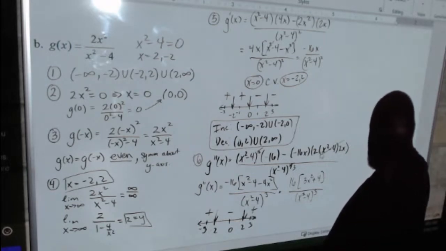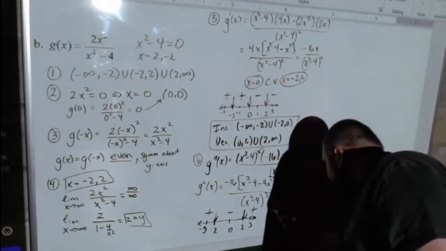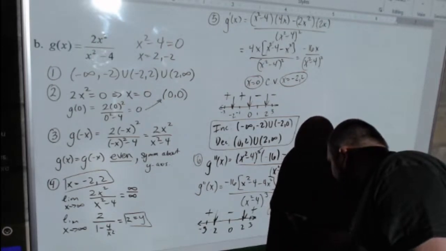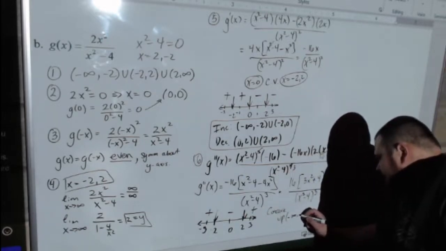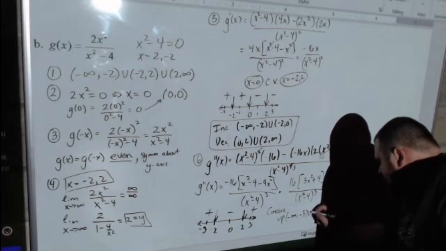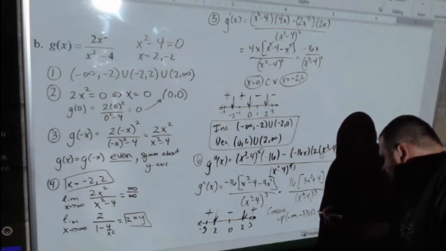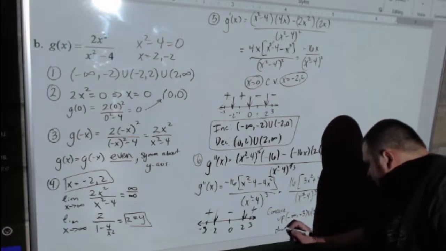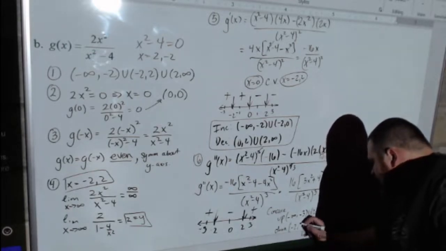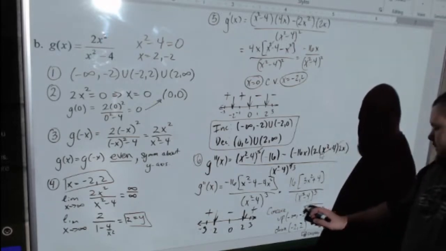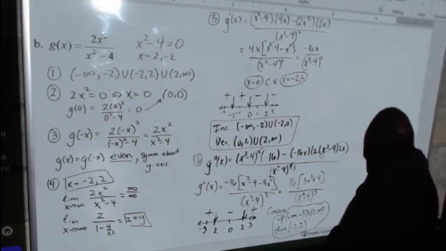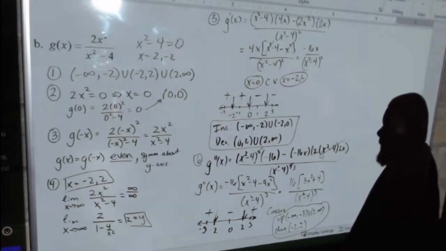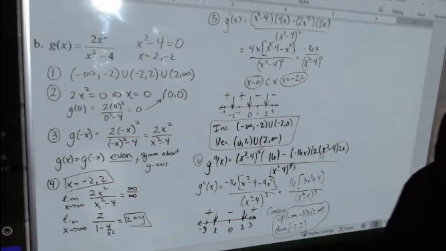So that tells us we are concave up from minus infinity to negative 2 and 2 to infinity, and concave down from negative 2 to 2. Also good information. I know that's a lot. I did it pretty quickly. I didn't write every single step. Anyone have any questions?